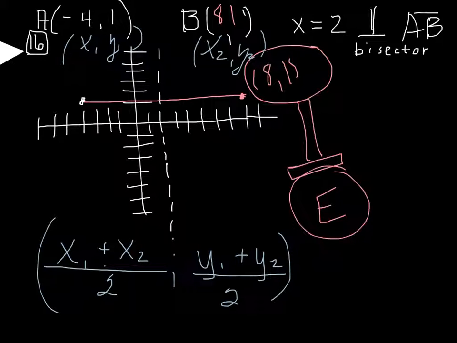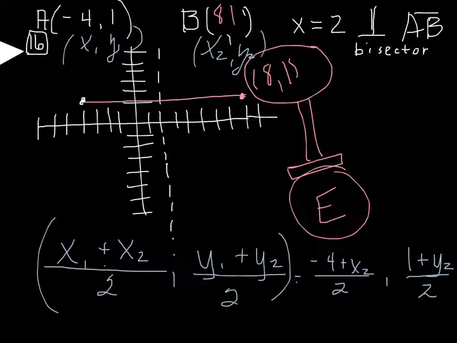We know x sub 1 and y sub 1. So that would be -4. I'm just showing you what it looks like in case you wanted to do it this way. Plus x sub 2, and then divided by 2. And the other one, you know y is 1, plus y sub 2, divided by 2. And you also know the midpoint, because the midpoint is right here. This is the midpoint. So if I take the midpoint, that's the point (2, 1).